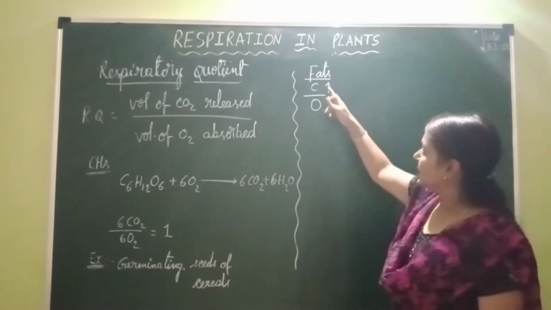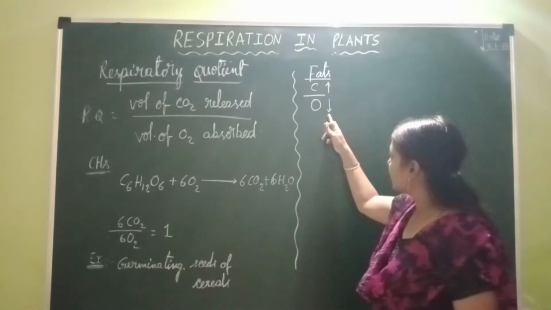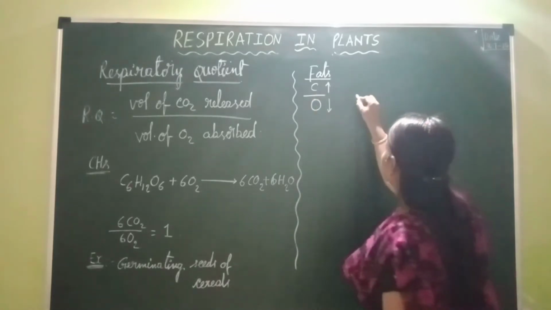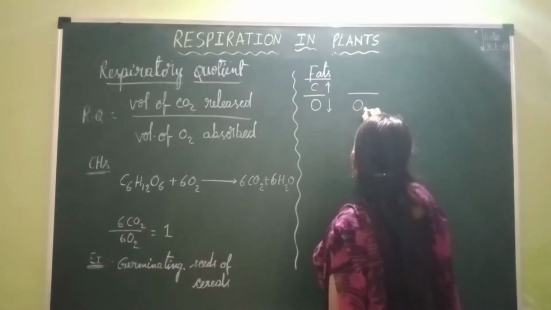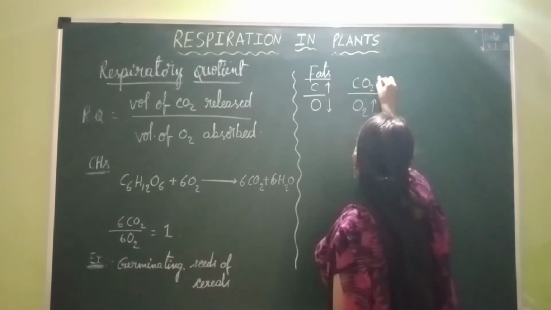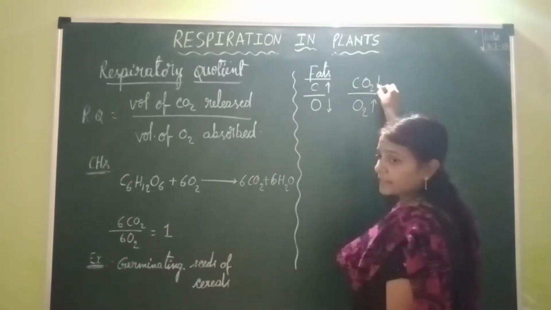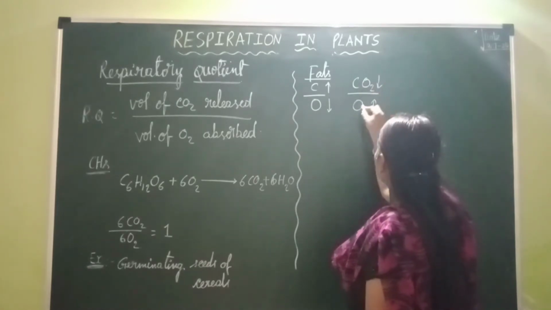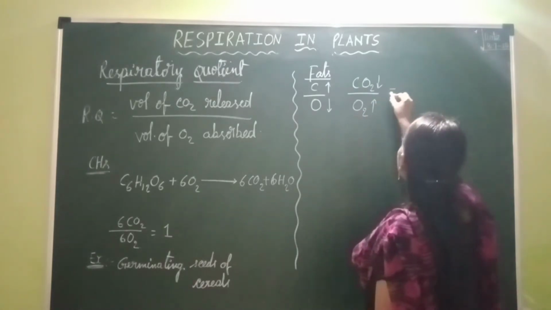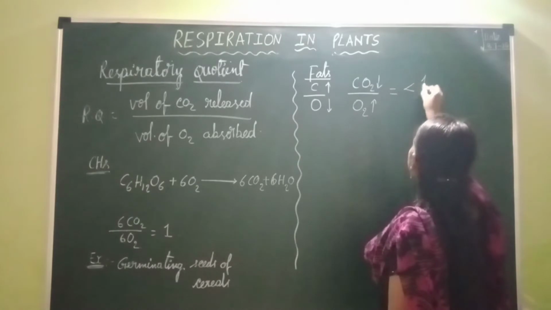In case of fats, the amount of oxygen is lesser than the content of carbon present in them. Hence, these fats require more oxygen for breakdown than the amount of carbon dioxide released. So the amount of carbon dioxide released will be lesser than the amount of oxygen absorbed, and hence the respiratory quotient value will be less than 1.